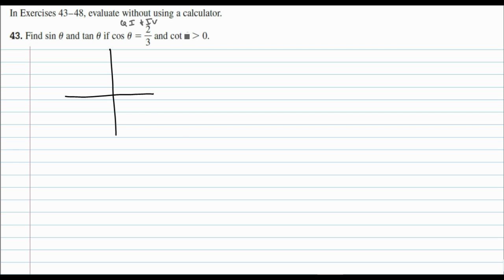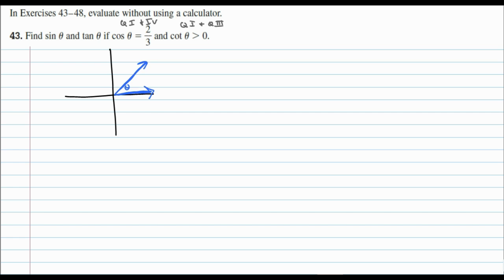And then cotangent is positive. So if cotangent is positive, both the x and the y coordinates have to be the same sign, because a positive divided by a positive is a positive, and a negative divided by a negative is a positive. So that would be quadrants, let's see, 1 and 3. So I guess it's quadrant 1. So I'm going to put my terminal ray in quadrant 1. I don't know exactly where it goes, but I'm just drawing an estimate here.